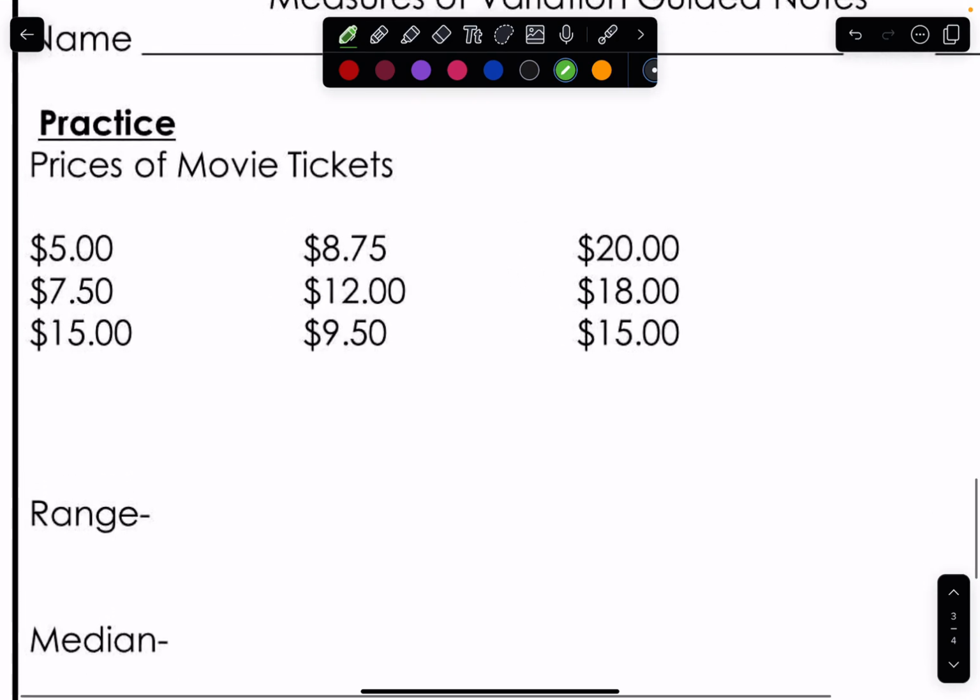Okay, so practice. So we have movie tickets. So we can still do this even though I have decimals, and even though I'm talking about money instead of just regular numbers. That's fine. We still need to order our money, though.